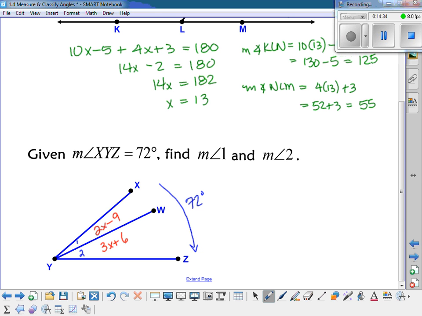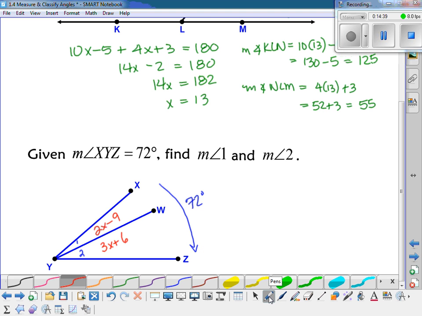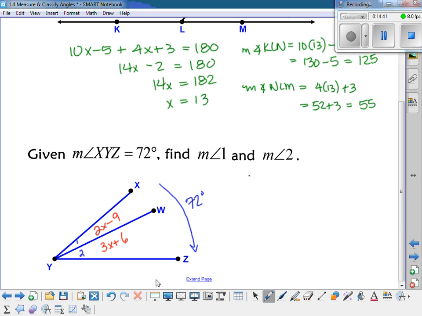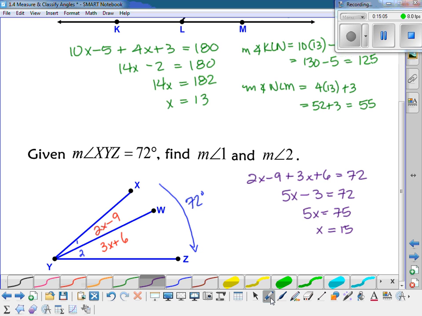This is one where you use the angle addition postulate. The two pieces are going to add up to the whole thing. So I take the two pieces, 2x minus 9 and 3x plus 6, add those together, they have to equal 72. Combining like terms, I get that 5x minus 3 is equal to 72. Add 3 to both sides, 5x is equal to 75, and then dividing by 5, I get that x is equal to 15.